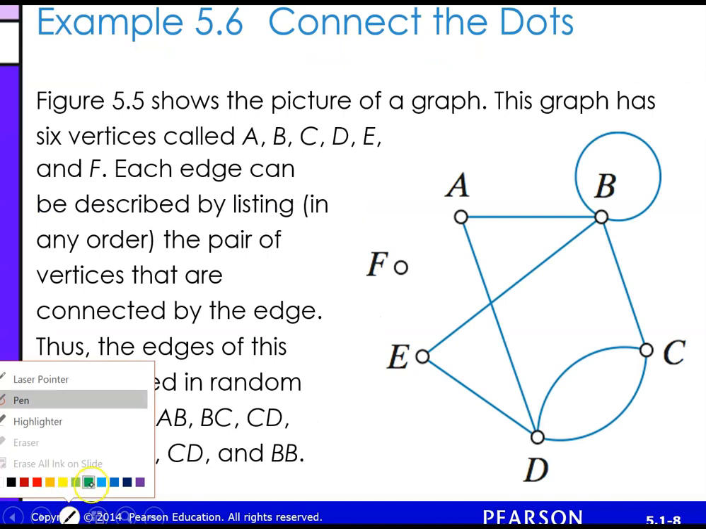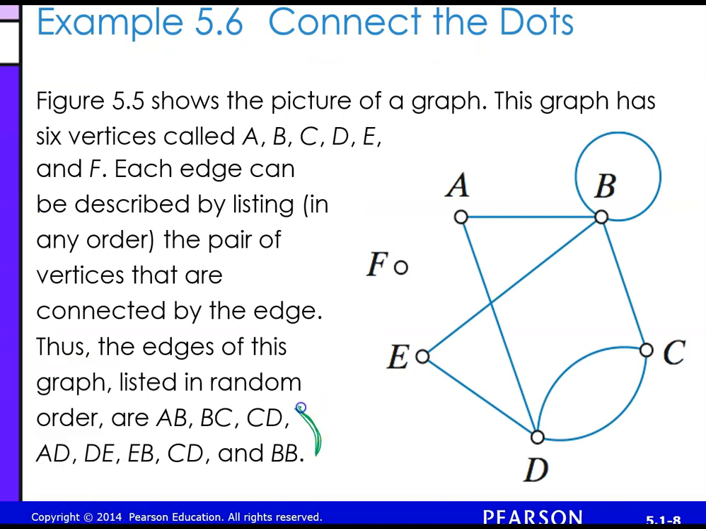Of course, from my pen, and I don't necessarily realize it. AB, BC, CD, AD, DE, EB, CD, and BD. Now I wanted to point out a couple things. Notice CD is repeated twice here. This is what we call a double edge. So CD is what we call a double edge.